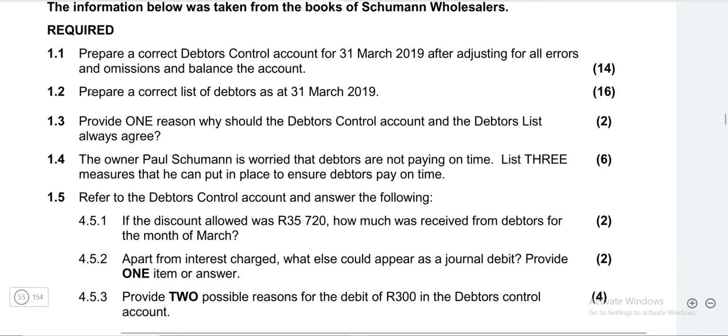So now here we are required to prepare the correct debtors control account for 31 March 2019 after adjusting for all the errors and omissions and the balance account. And we are also required to prepare the correct list of debtors as at 31 March 2019. And this is one of the things that I really want learners to understand, because this is where most learners struggle. This is a nightmare for most accounting learners. But if you listen and take into consideration the principles that I'm going to share with you, I promise you that your understanding of debtors reconciliation will be better.